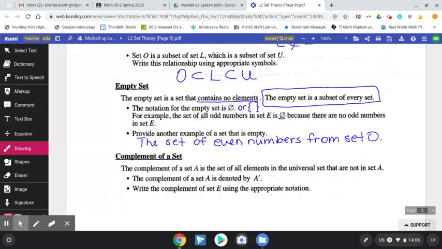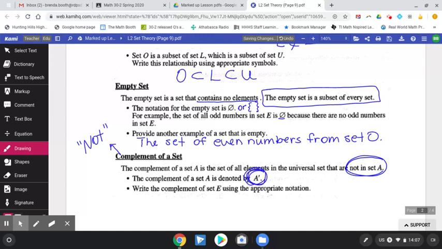Complement of a set is much more important, and we'll see it much more frequently compared to the empty set. The complement of set A is the set of all elements in the universal set that are not in set A. In fact, when you see the word complement, or even the symbol for complement here, I want you to think of the word not. The complement of set A is denoted by A with a little apostrophe mark.